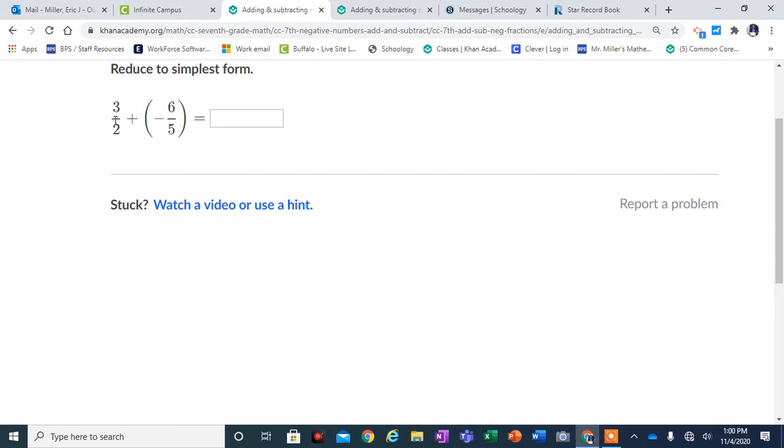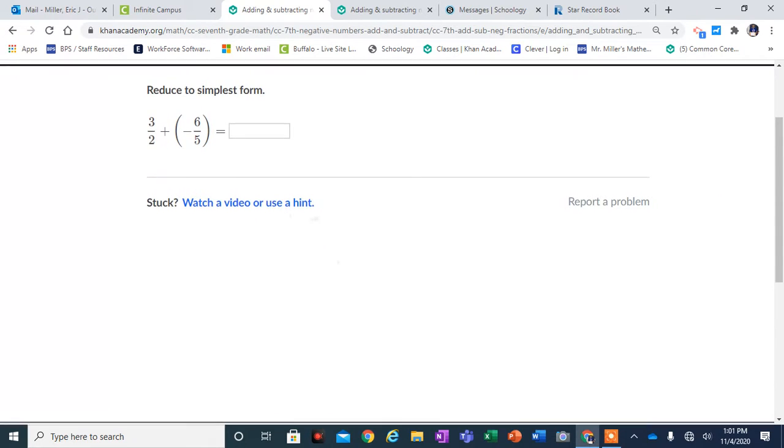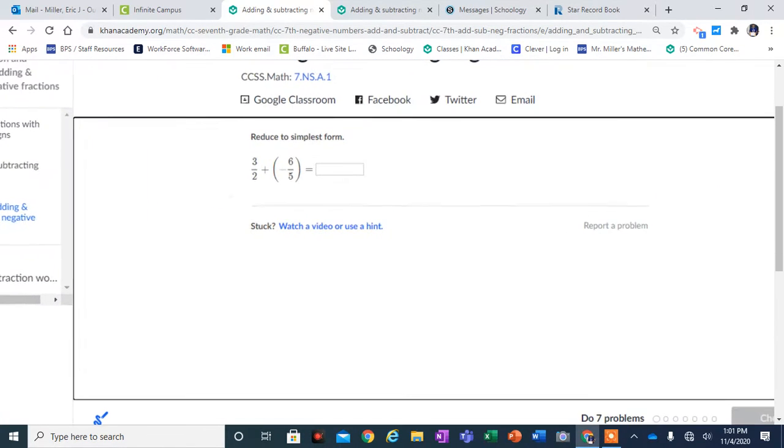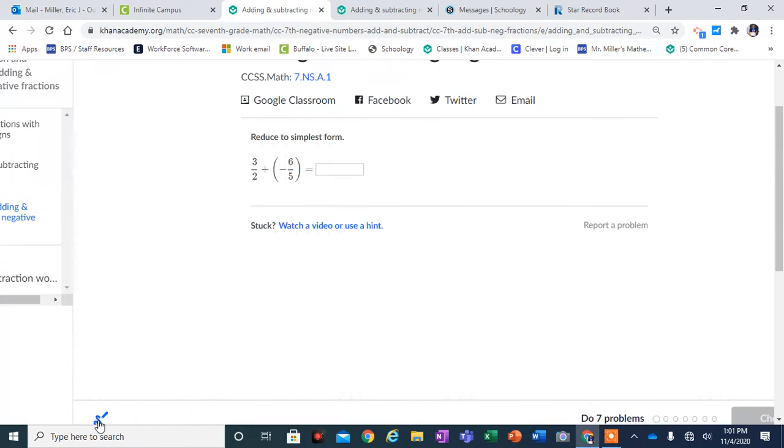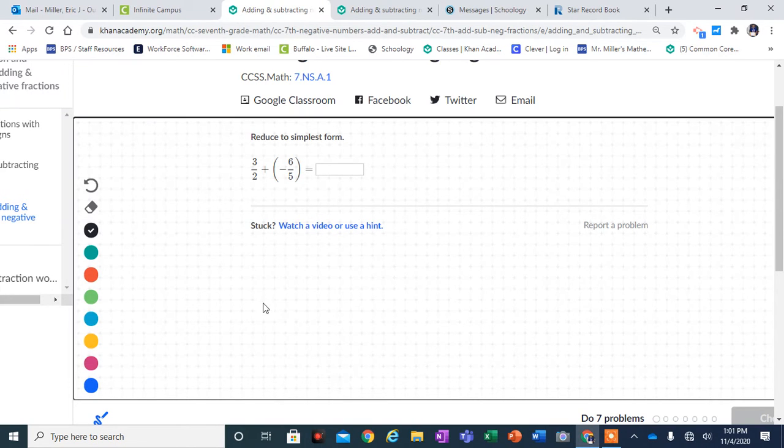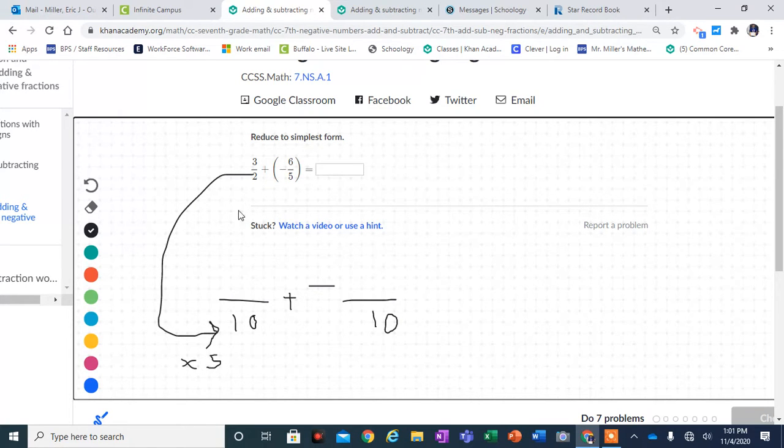So you have a positive fraction, you're adding a negative fraction, you need to get a common denominator. So in this situation, our common denominator would be a 10. So we're going to have some number over 10 plus negative some number over 10. So to get this 2 to become a 10, you had to multiply by 5. So that means you would also have to multiply the 3 by 5, and you would now get 15.